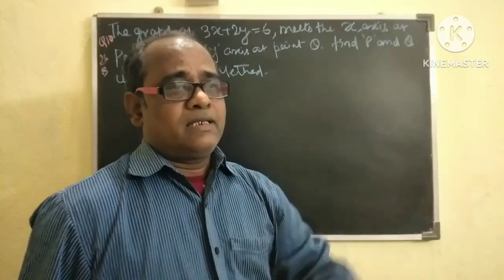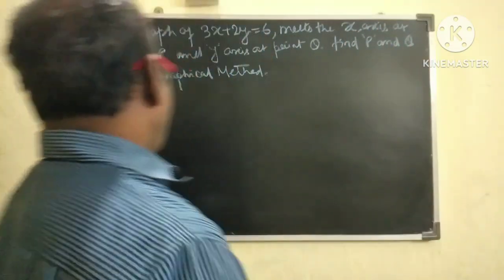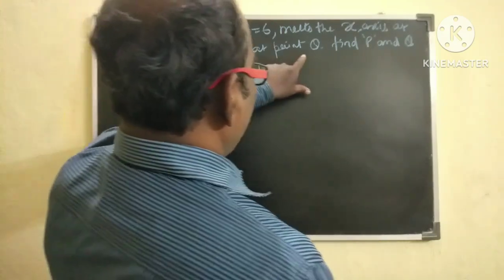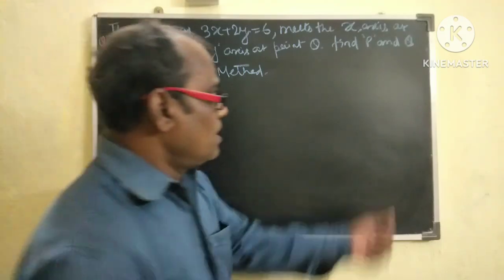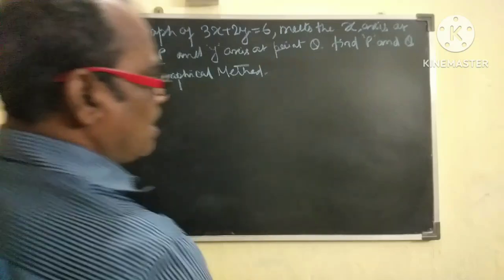When it meets the x-axis, the y coordinate is 0, at point P, and the y-axis at point Q. Meeting the y-axis at point Q means the x-coordinate is 0. So find P and Q using the graphical method. First we have to find the graph of this.